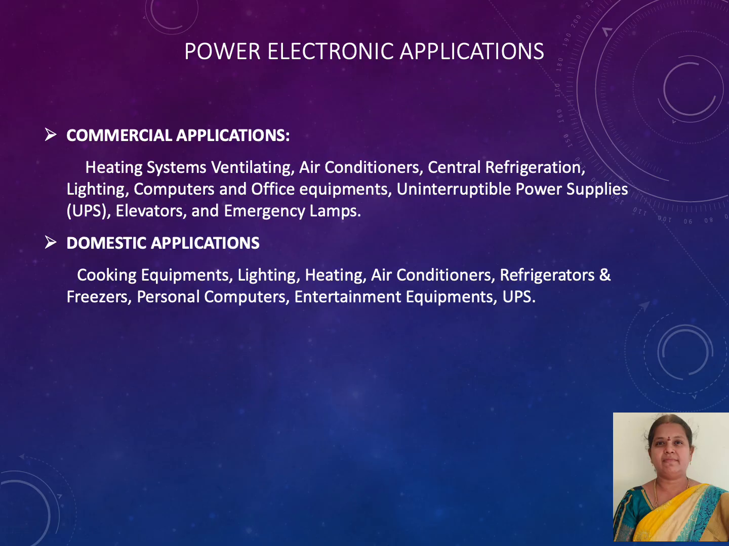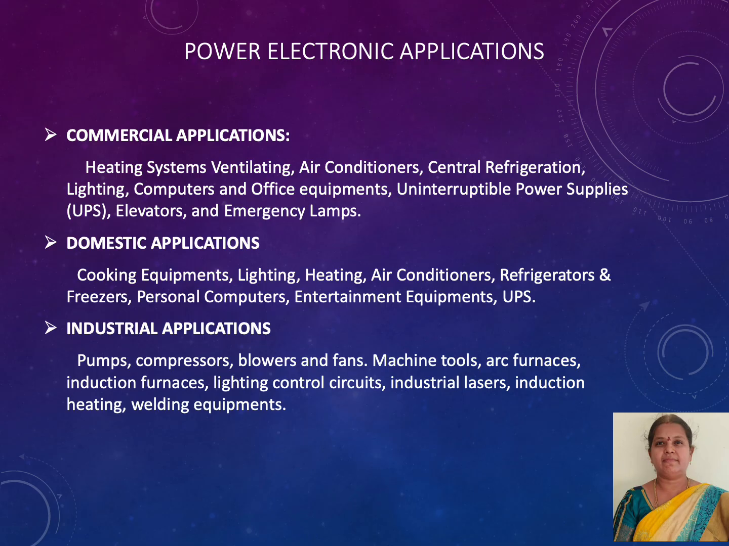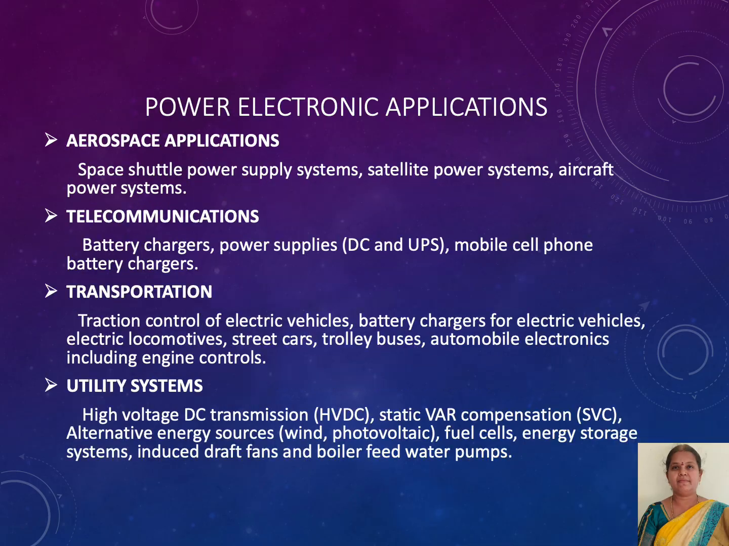In the domestic applications, the appliances we use at home, like AC or fridge, UPS systems, mobile phone chargers or laptop chargers, everything has power electronic equipment embedded inside it. In case of industrial applications, we have pumps, blowers and fans, all of which have power electronic equipment to control the speed. To have a variable speed drive, we need a power electronics based system.